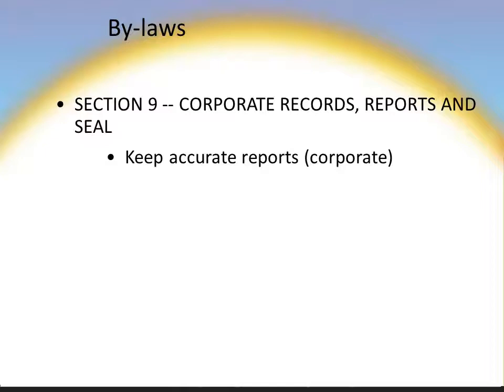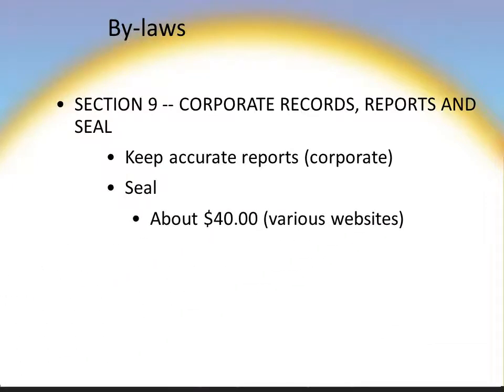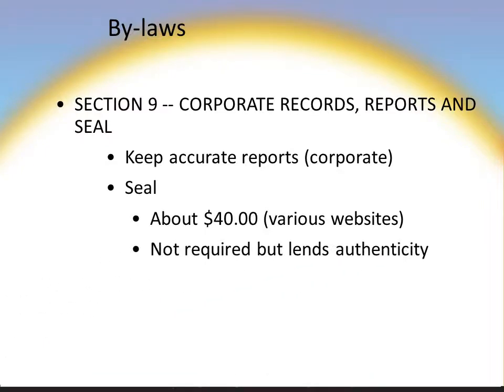Article 2 of Section 9 states that the corporation may adopt an official seal. These cost about $40 and are available from various websites. Just search Google for Pennsylvania Corporate Seal. An official seal is not required by law, but it does lend authenticity when entering contracts such as purchasing property. Article 5A sets your fiscal year from January 1st through December 31st. If your accounting year will be different, change these dates accordingly. Change these sections to black.